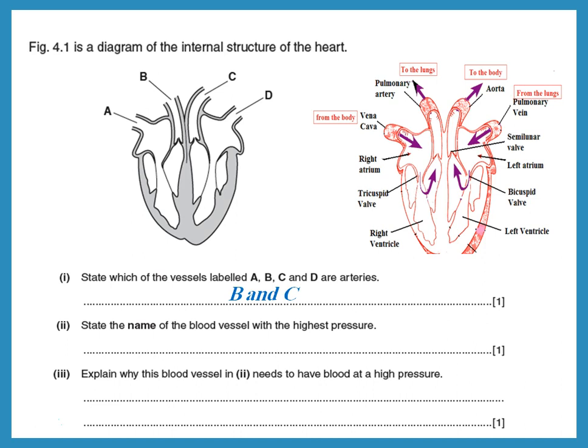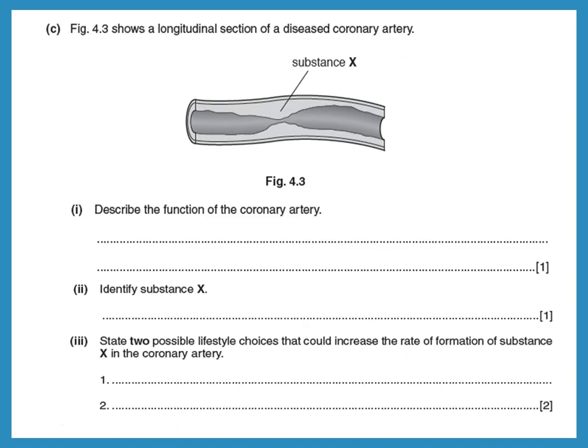State the name of the blood vessel with the highest pressure. Remember, we said the blood vessel with the highest pressure is the aorta. The aorta is the one with the highest pressure and it is asking for the name. Explain why this blood vessel needs to have blood at high pressure. Of course, we said the blood in the aorta is at high pressure in order to be pumped to all body cells to carry oxygen and glucose to all body cells.